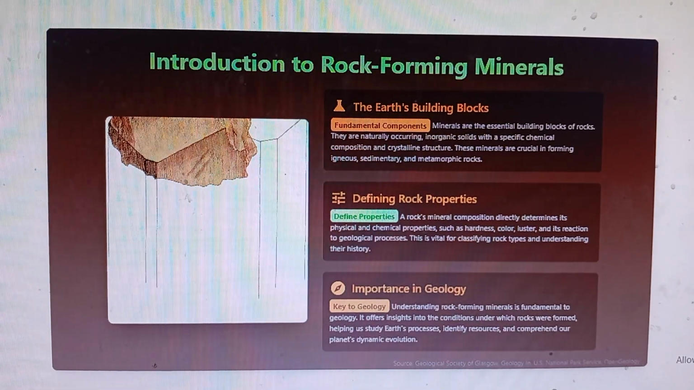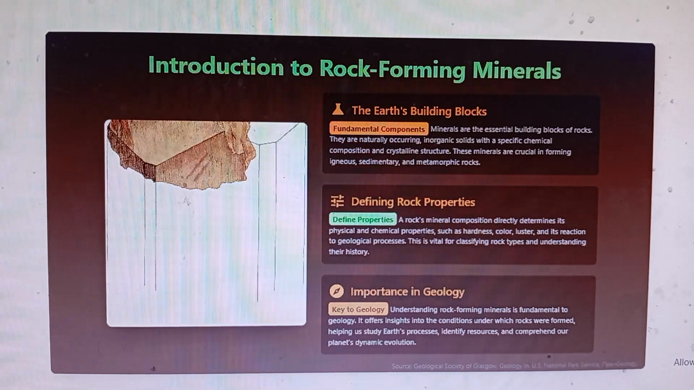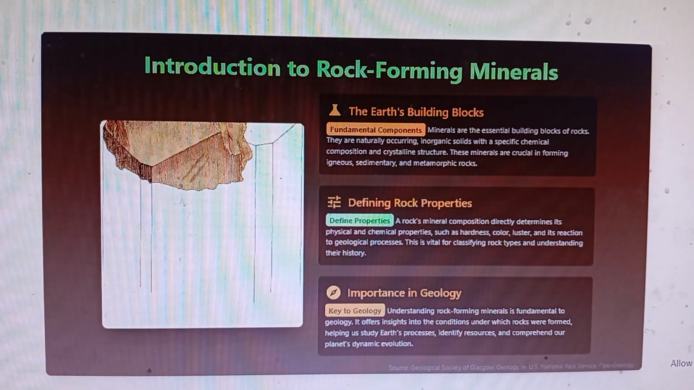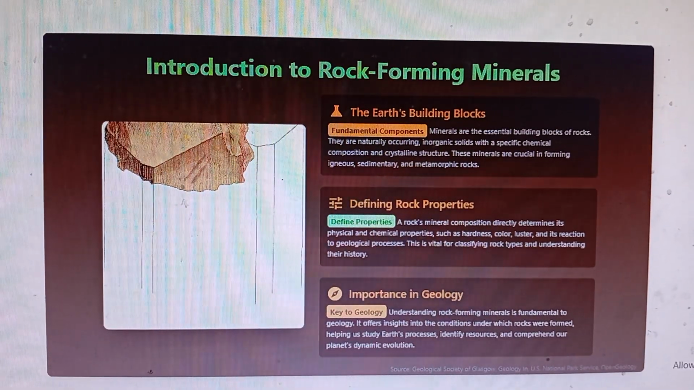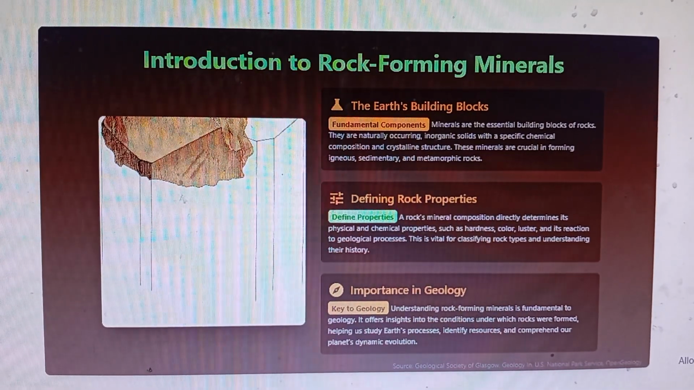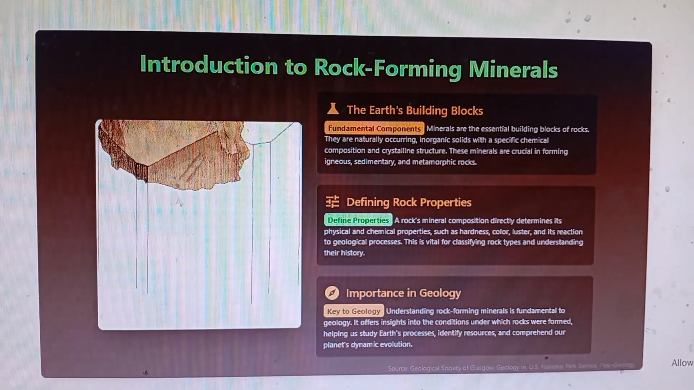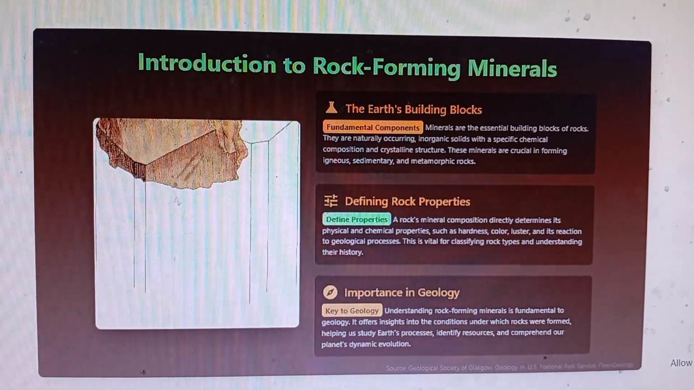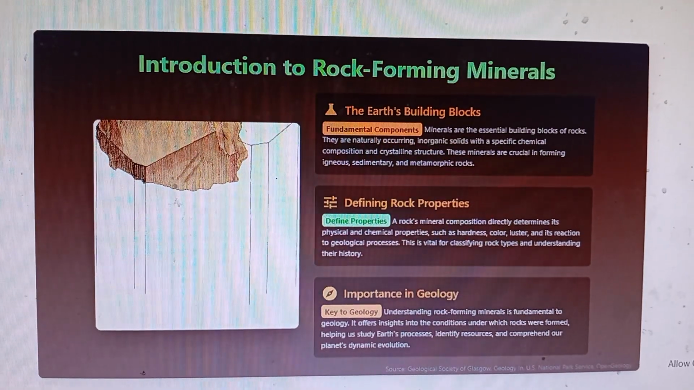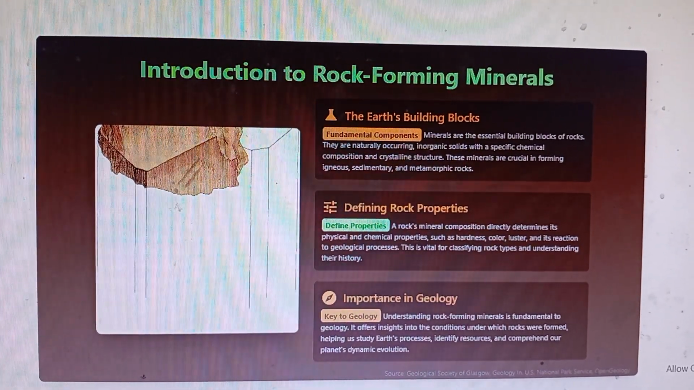Minerals serve as Earth's fundamental building blocks, forming the essential components of all rock types. These naturally occurring, inorganic solids possess specific chemical compositions and crystalline structures that create igneous, sedimentary, and metamorphic rocks. The mineral composition within rocks directly determines their physical and chemical properties, including hardness, color, luster, and responses to geological processes. This relationship proves vital for accurate rock classification and understanding geological history.